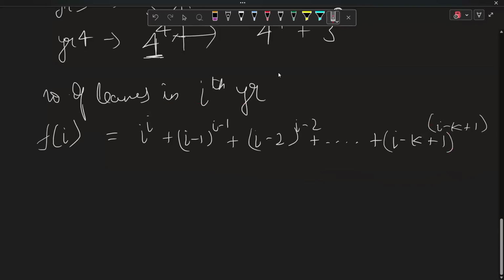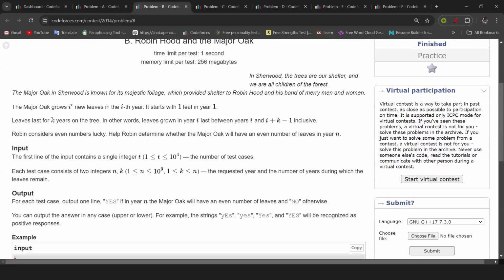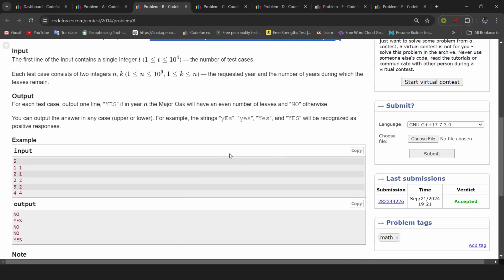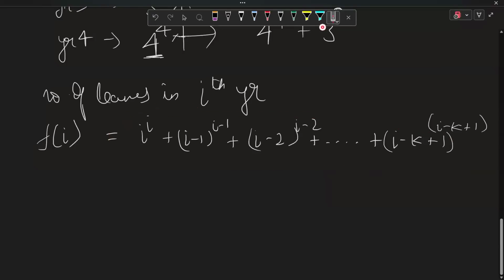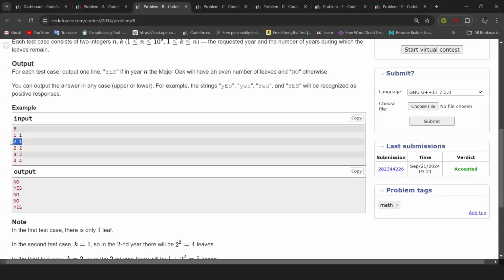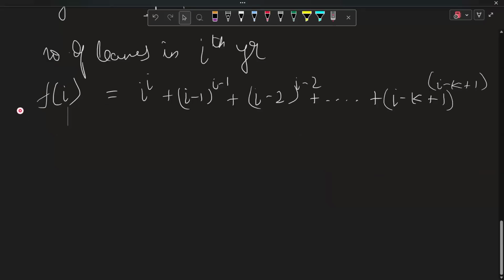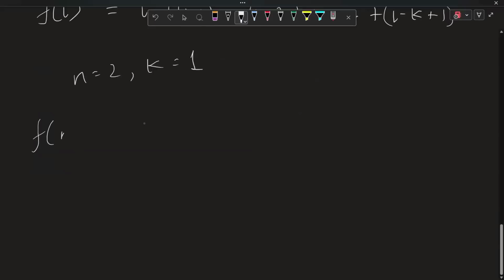Now, what we need to find here is, help Robin determine whether the major oak will have an even number of leaves in the nth year. So we just need to find whether this particular thing is even or odd. That's what we need to find. If you see some test cases, let's see the second test case, which is n is 2 and k is 1.